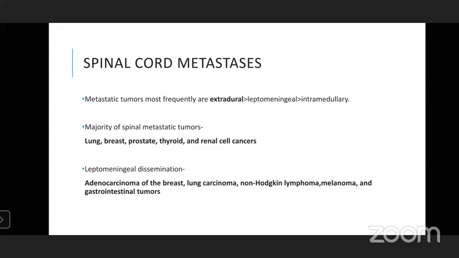Coming to spinal cord metastases, which are the most common spinal tumors. They are frequently extradural, followed by leptomeningeal, and lastly, the intramedullary compartment. The majority of these spinal tumors come from lung, breast, prostate, thyroid, and renal cell cancers. There may also be leptomeningeal dissemination from adenocarcinoma of breast, lung carcinoma, NHLs, melanoma, and gastrointestinal tumors.